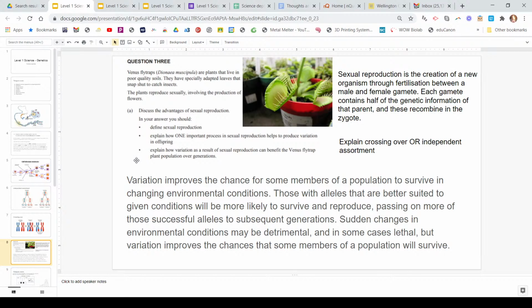So what I've done here is put together a sort of an answer. It might even have been my colleague Michael that put this one together, so kudos to Michael if he did. Variation improves the chance for some members of a population to survive in changing environmental conditions. So it's really key that you realize that there will be over time different environmental conditions, and those different environmental conditions will put pressures on a population. Members of the population whose alleles are better suited to any given condition will be more likely to survive and reproduce, passing on more of those successful alleles to subsequent generations.